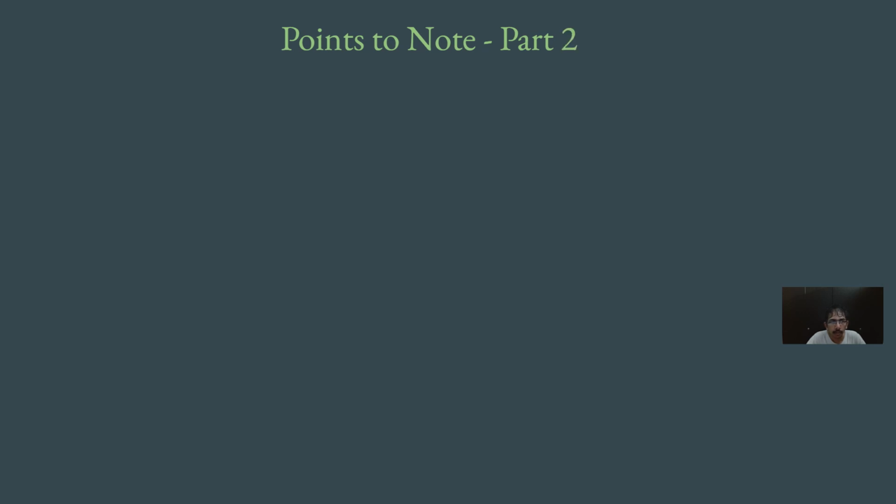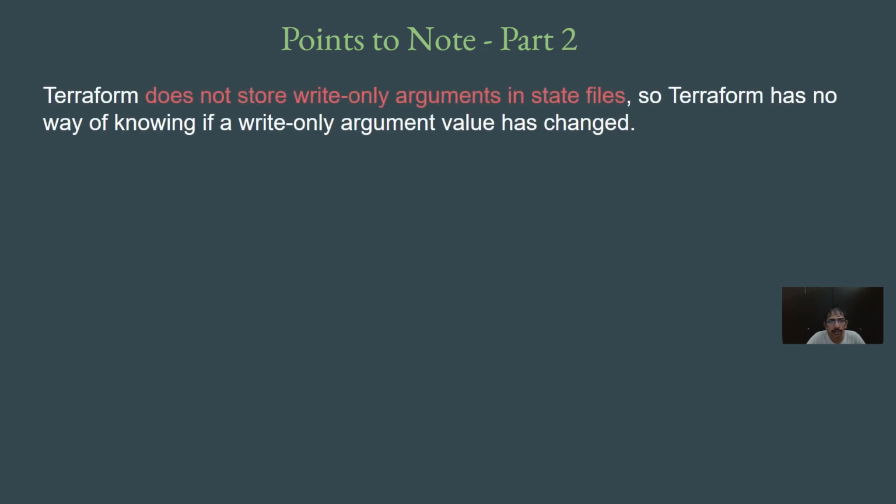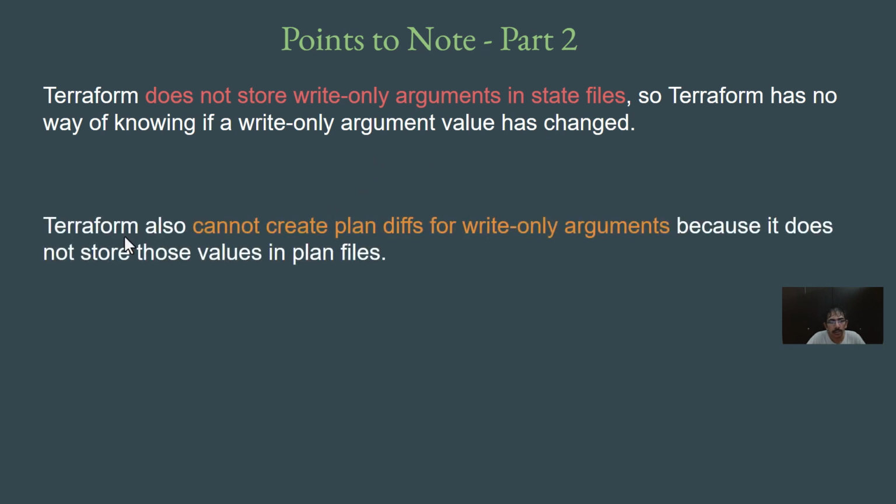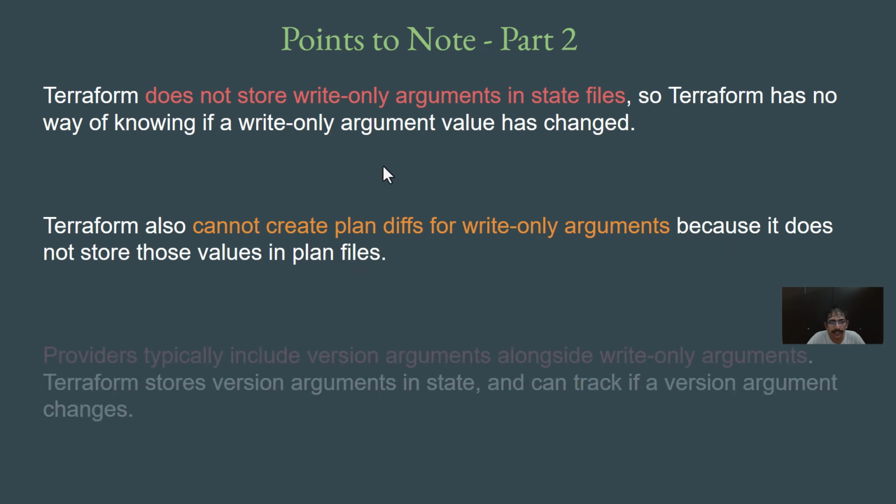The next important point to note is that Terraform does not store the write-only arguments in the state file. So Terraform has no way of knowing if a write-only argument value has changed. This again is very important. Based on this, Terraform also cannot create the plan diffs for the write-only arguments because it does not store those values in the plan files itself. So this is one consideration to note.